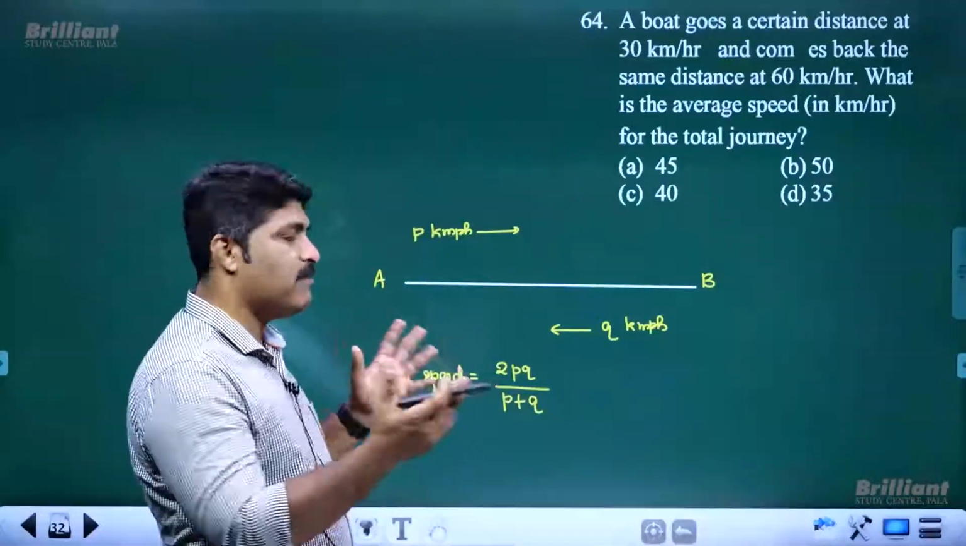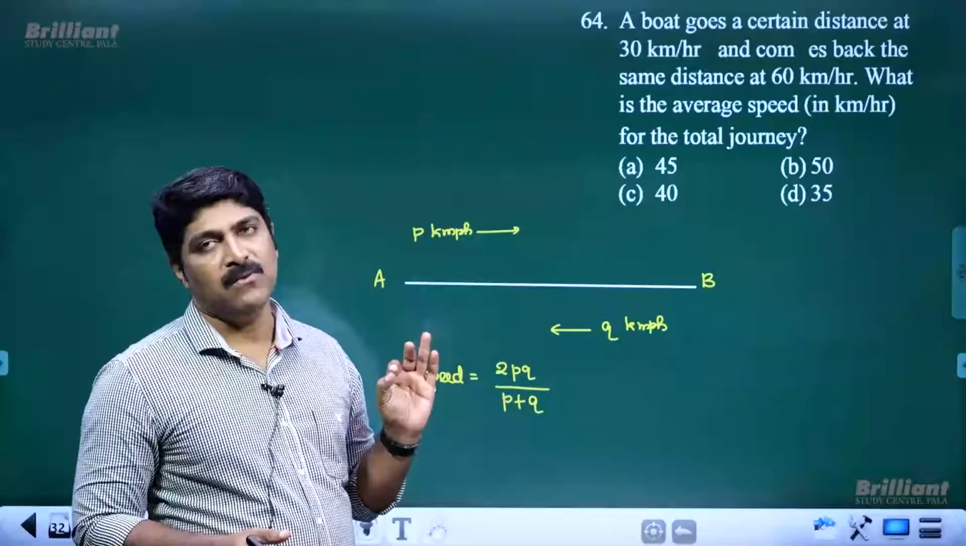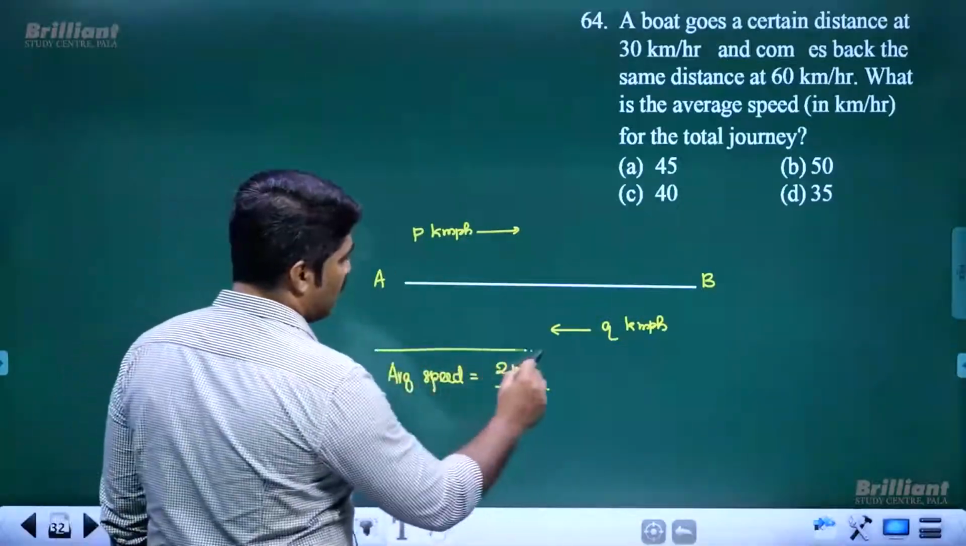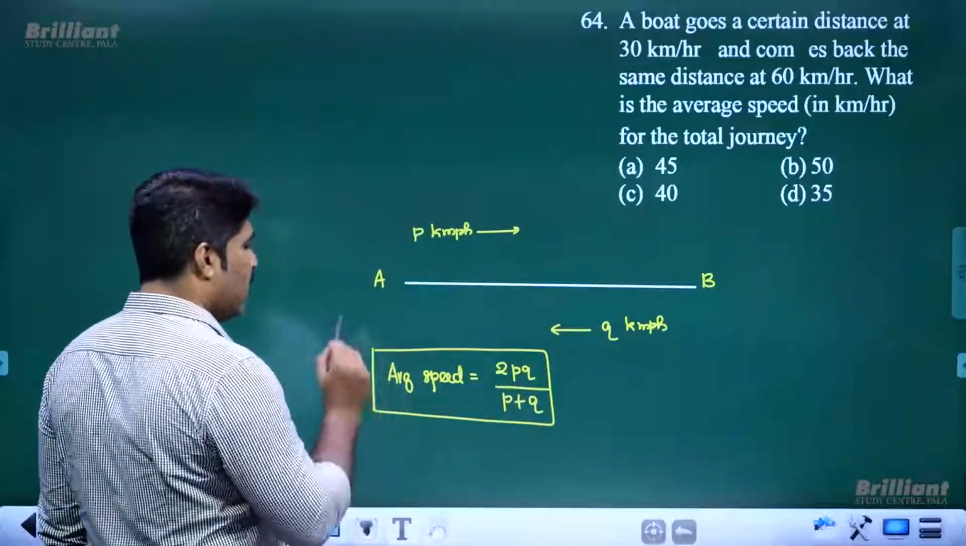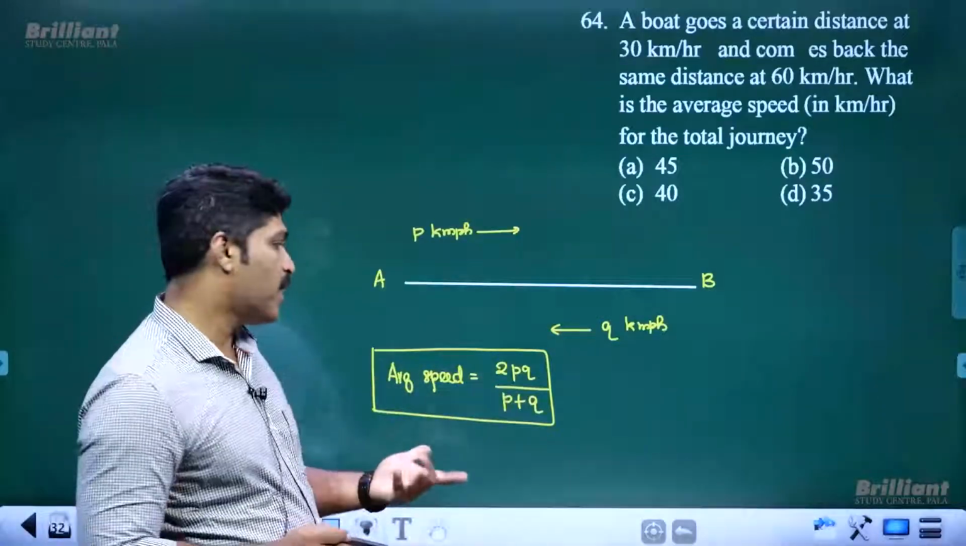So what is the actual distance between A and B? That's not a matter here. You only have to do this kind of operation. This is the average speed result. So then consider our situation. Here the speeds are 30 km per hour and 60 km per hour.